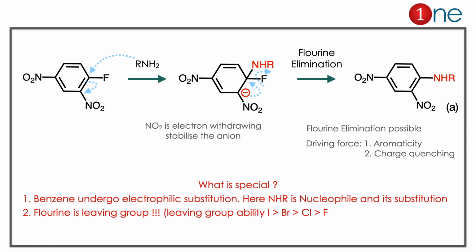Here you have to learn two important things. One is the electron density in the benzene ring. If electron density is less, the nucleophilic attack is possible. Here the electron withdrawing groups decrease the electron density in the benzene ring. That's how it is possible. Second thing is the driving force. Anything is possible in chemistry by the driving force. Here fluorine is removed by the driving force of aromaticity and charge quenching, two driving factors.